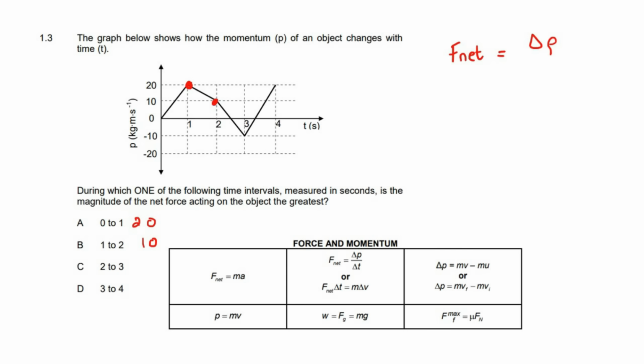And then for the next one, we're going from 2 to 3. So at 2 we are at 10, and then at 3 we are at negative 10. Now you got to be careful. If you go from 10 all the way to negative 10, that's a change of 20. And then the last one is 3 to 4. So that's going from minus 10 up to 20. So that would be a change of 30. So it says, during which time interval is the magnitude of the net force the greatest? Well, it would be when the change in the momentum is the greatest. And so the answer for that one is D.